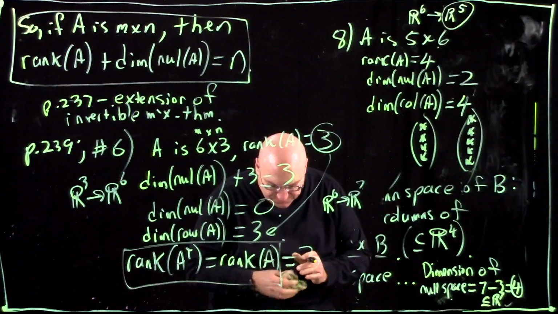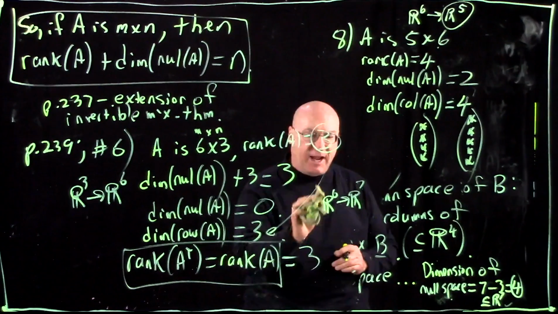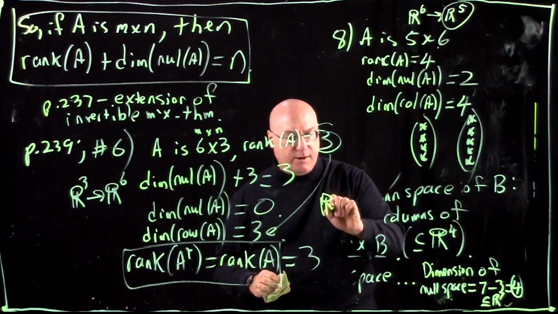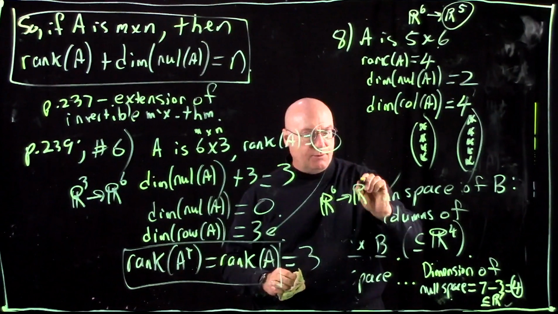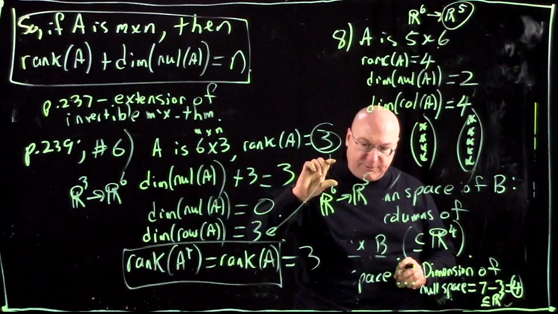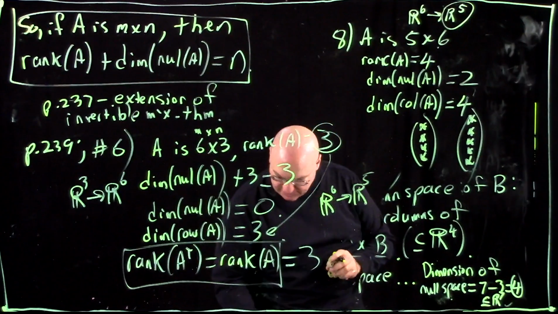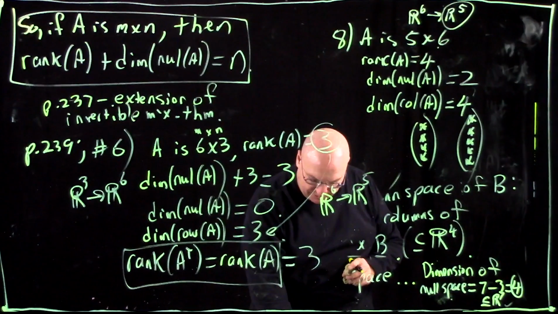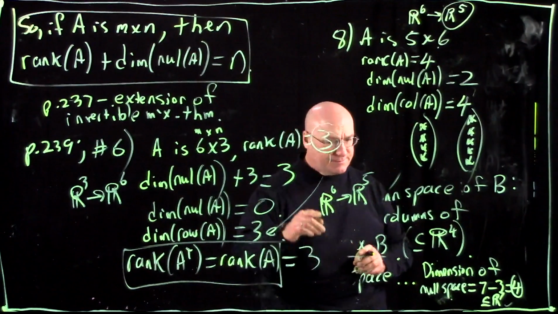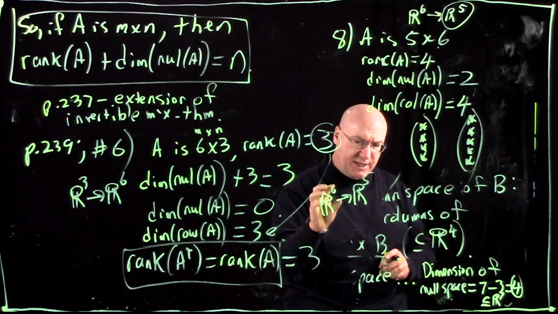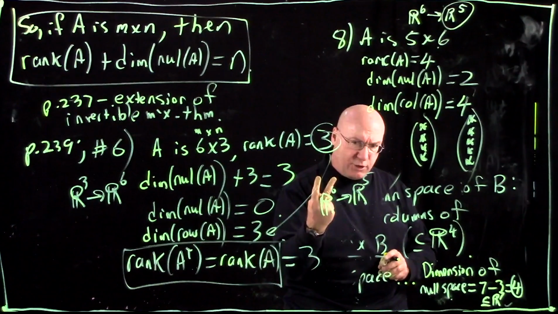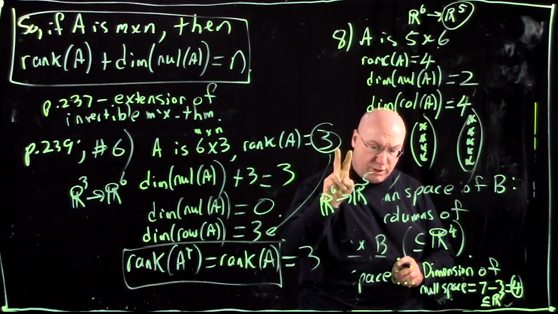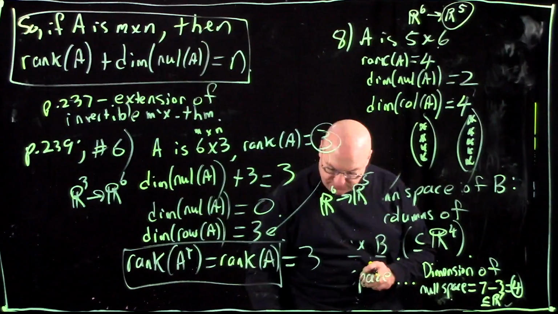Number 12, if the null space of a 5 by 6, so I'm taking R6 into R5. I'm going to have to collapse at least 1 dimension. And what does it say? Number 12 says, if the null space is 4-dimensional, what is the dimension of the row space of A? I collapse 4 of these dimensions over here, and I have 2 left over that get dumped into the range over here. The row space is 2. Looking at that, 6 minus 4 is 2.